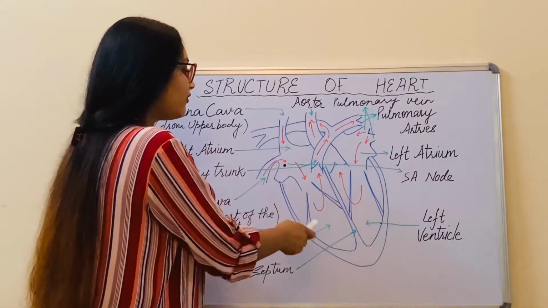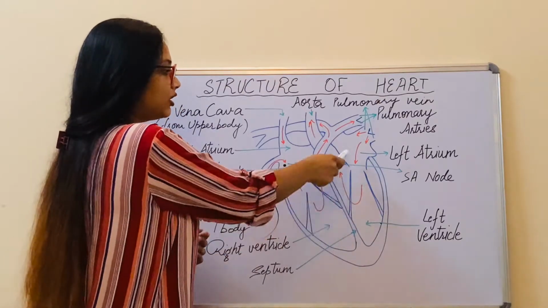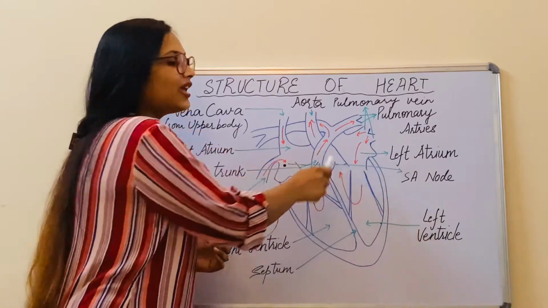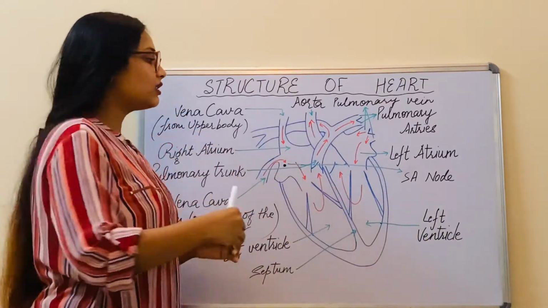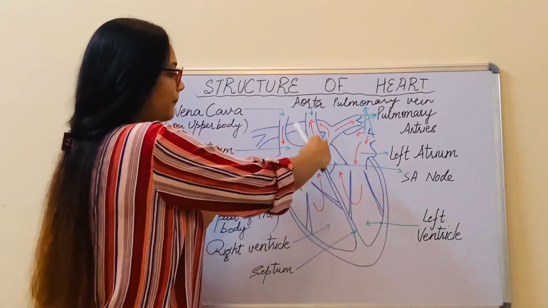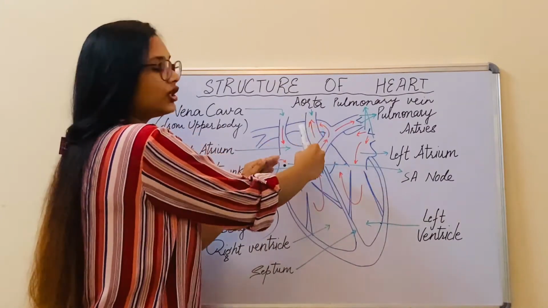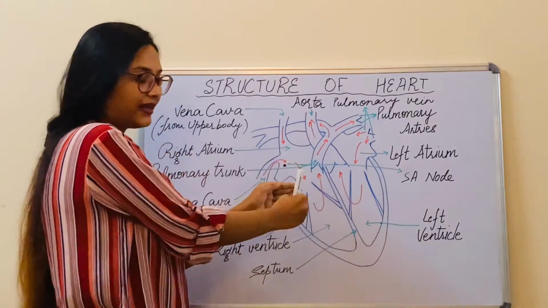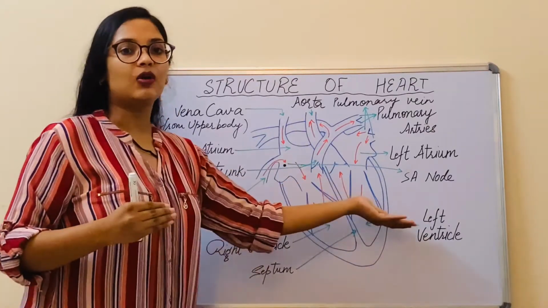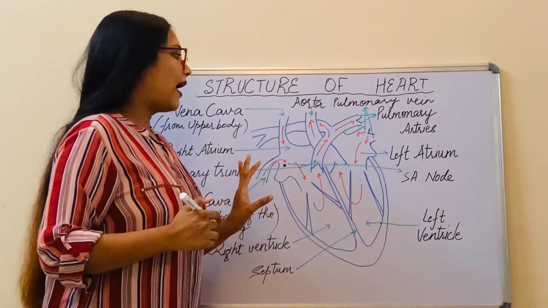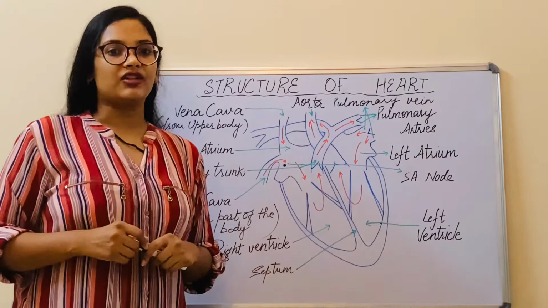So for that we have these fibromuscular strings which are attached to the valves, and they are basically preventing the valves from going back and opening up into the atria, and they are holding the valves in their place. So they are called the chorda tendineae. So this is the structure of the heart, and I hope you all have understood.